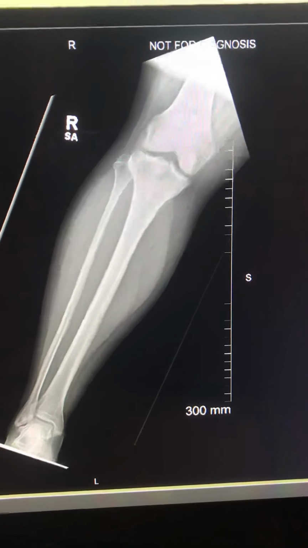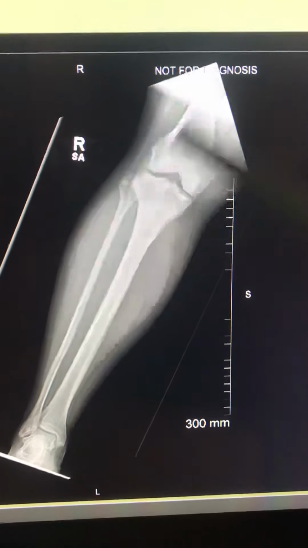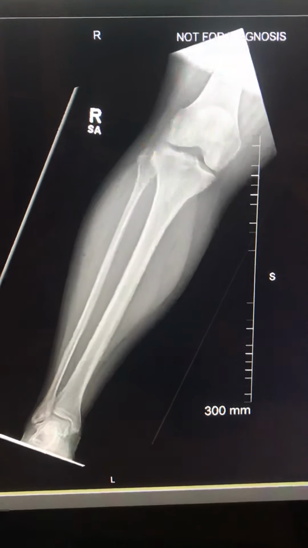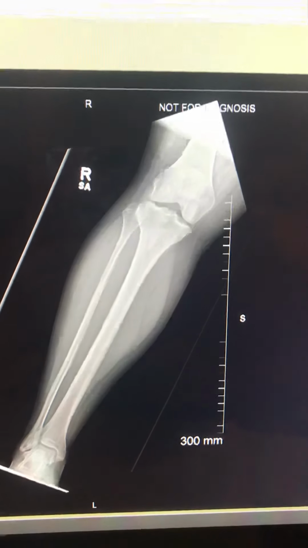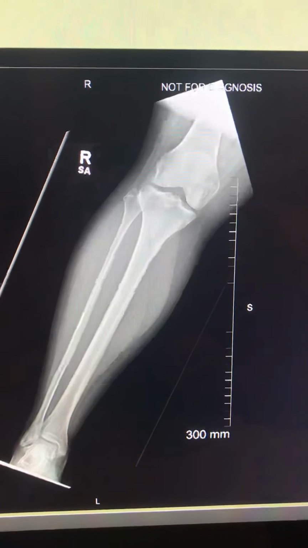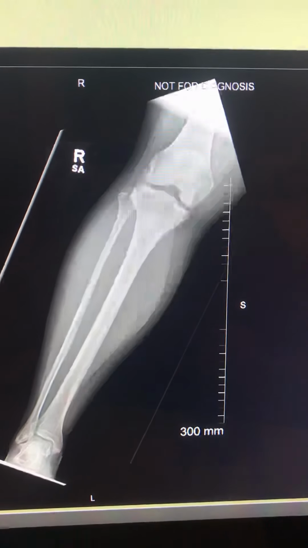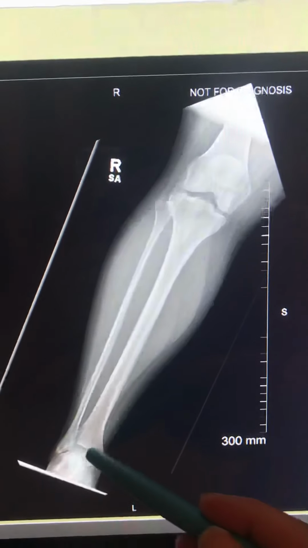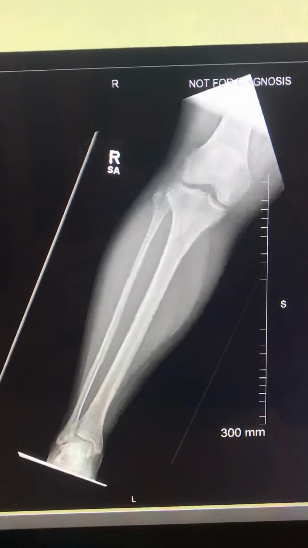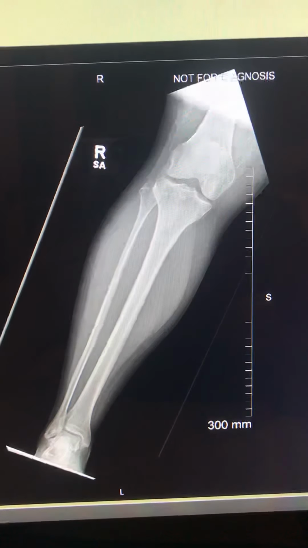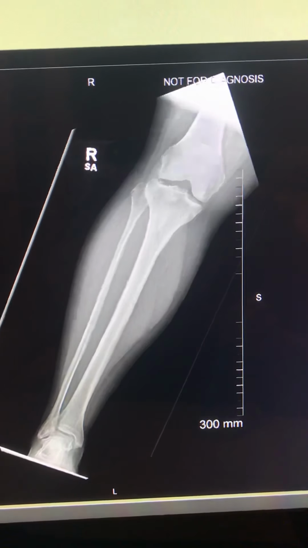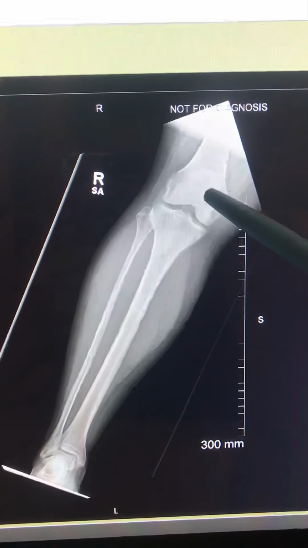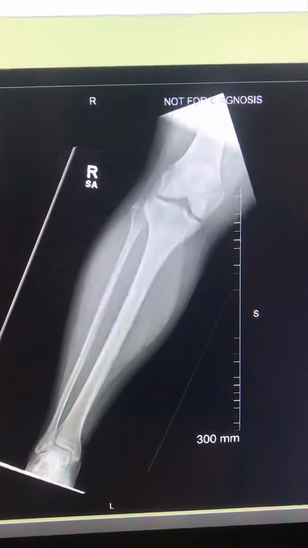The central ray was centered to the middle of the tib fib, here. Collimated on both sides and from top to bottom to include the proximal and distal tibiofibular joint spaces. This space and this joint space. The entire tibia fibula, ankle joint, and the knee joint is visible on the image.